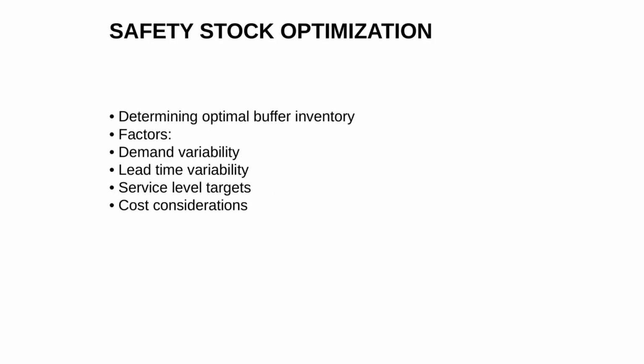Safety stock optimization is the process of determining the right buffer inventory level, not too high and not too low. The decision depends on demand variability, lead time variability, service level targets, and overall cost considerations. For example, a life-saving medical product may require a very high service level and therefore more safety stock, while a low-margin item may not justify high buffers.